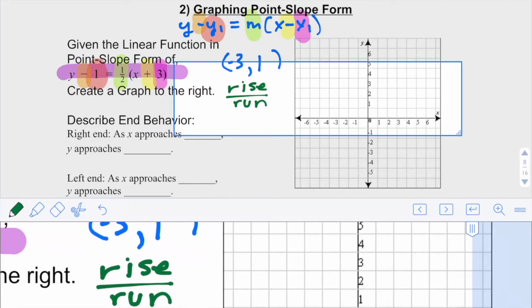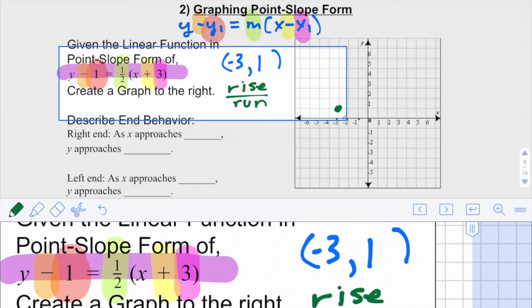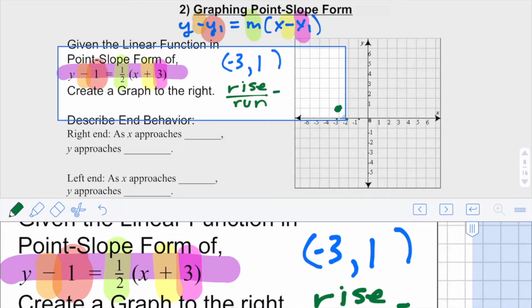The first thing I want to do is plot my -3, 1. So I'm going to go back 3, 1, 2, 3, and up 1. So right there is my point. Now I've got to use my rise over run, and my slope is 1/2. So I'm going to rise 1, and it's positive, so I'm going to go up. If it was a -1, I'd go down. And I'm going to run 2. If it's positive, I'm going to go right. If it was negative, I'd go left.